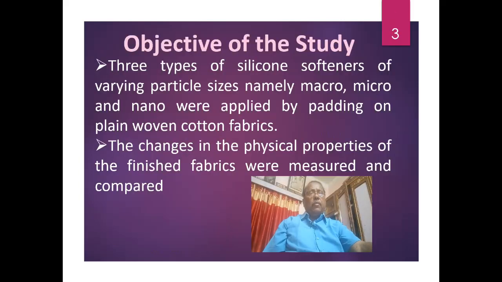Objective of this study was to compare various forms of silicone softeners available in the market. The silicone softeners are very popular for finishing of cotton fabric. They are available in macro, micro and nano form, varying in their respective particle sizes. These 3 types of silicone softeners, macro, micro and nano, were applied on plain woven cotton fabric by padding technique. Then the changes in physical properties of the 3 types of finished fabric were measured and compared.